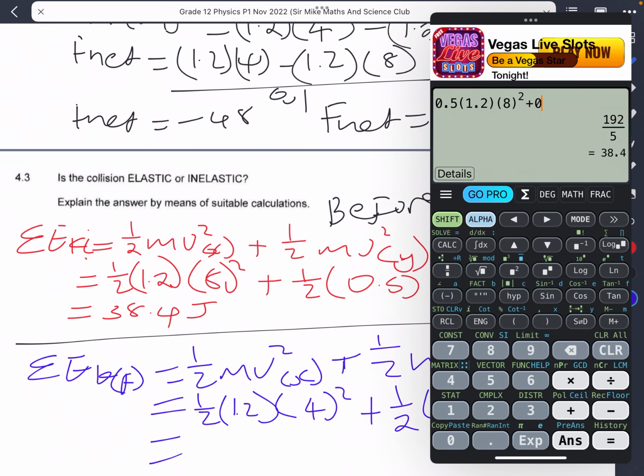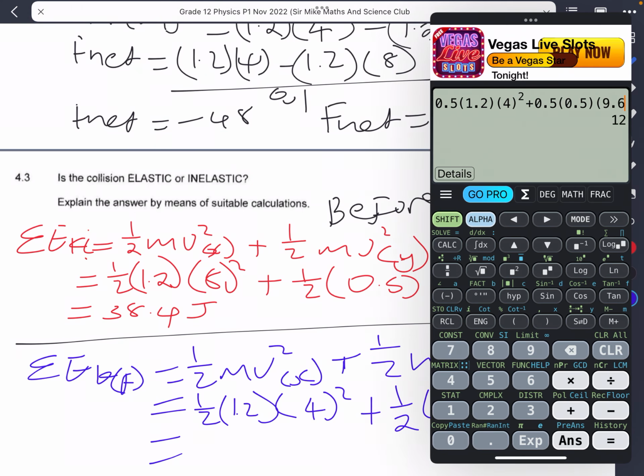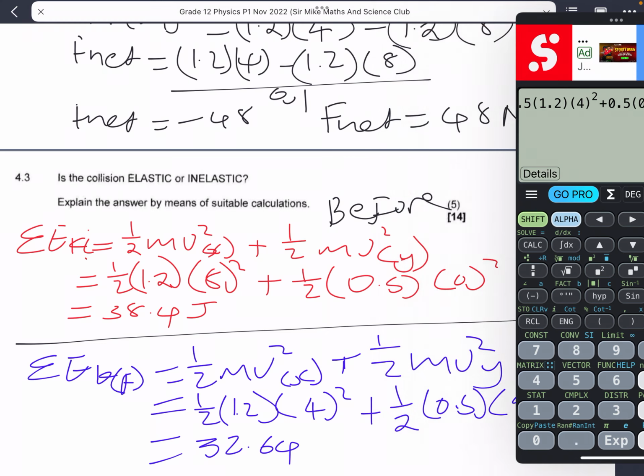Let's just put that into the calculator and see what we get. We have 0.5 multiplied by 1.2 multiplied by 4, we square that, plus 0.5 multiplied by 9.6, we square that. So what we get would be 32.64 joules.